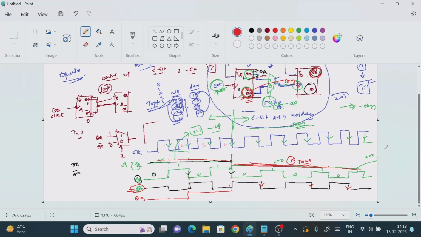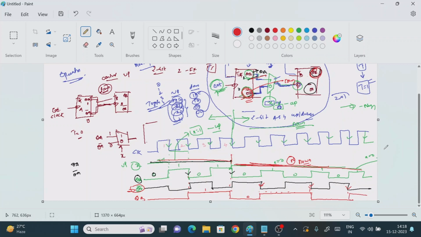So once this is completed and it is 1, what should be the next value? The next value should be 0, up to where? Up to the starting of the negative edge only, right? So from this negative edge to this negative edge, this is one time period. In this time period, if it is 0, what should be the next value? It should be 1. After that, what should be the value? 0. From here to here, the value should be 0, next it should be 1.